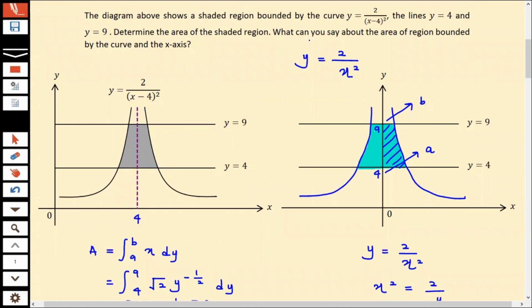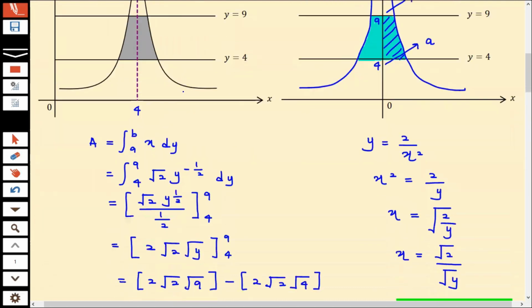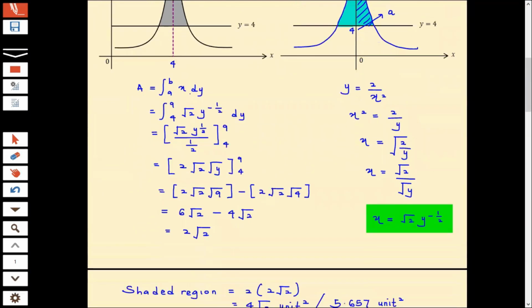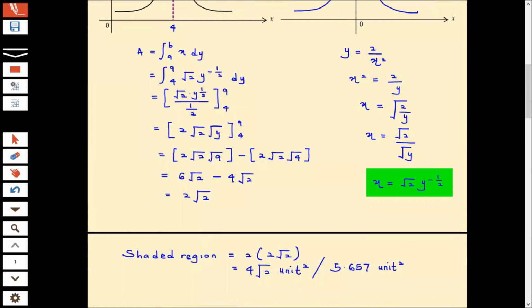You can write that. So what can you say about the area of the region bounded by the curve and the x-axis? So the value of the area is going to be infinity or undefined. That's all. Okay. So hope that you can understand, class. I gave you the entire solution here.